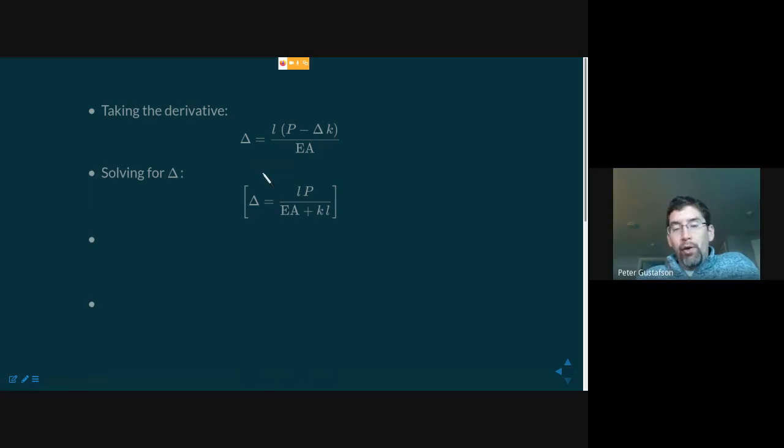Okay, then what we can do, of course, is take the derivative with respect to P. And what we get is that delta is equal to L times P minus delta K over EA. Note we still have a delta on the right-hand side, so we ultimately need to solve for delta, and what we get is this. Delta is equal to LP over EA plus KL.